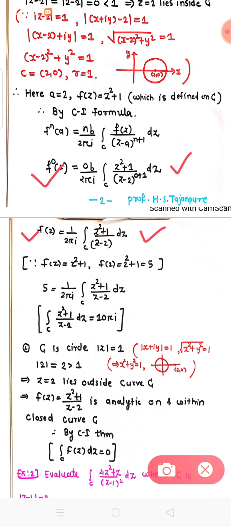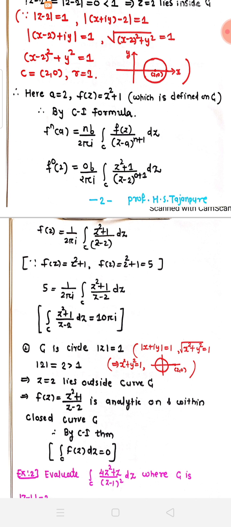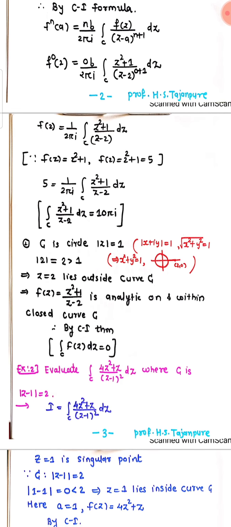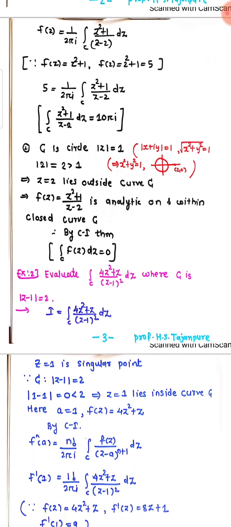Now since f(z) is equal to z² + 1, replace z by 2 and you will get f(2) = 5. Now substitute that value of f(2) here: 5 = 1/(2πi) ∫ (z² + 1)/(z − 2) dz. Now just shift that 2πi to the other side. You will get the answer as 10πi. So this completes the answer of the first part.